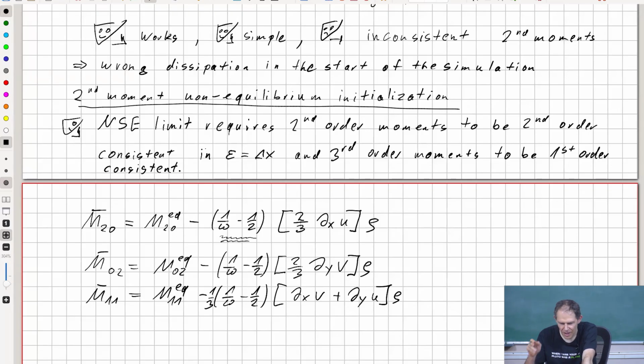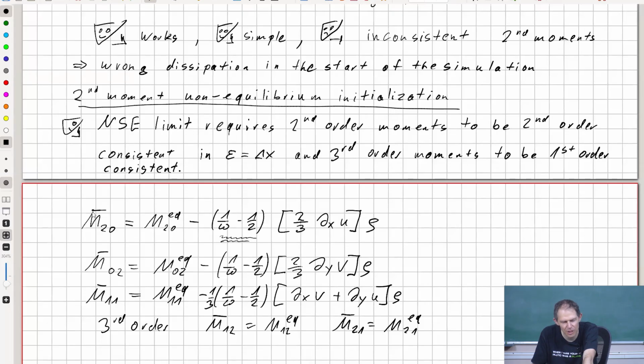gradients here. Third order is then simple, because third order only requires equilibrium, because they only need to be first order accurate, so it's sufficient to say that M12 is equal to M12 equilibrium, M21 is equal to M21 equilibrium. This is sufficient for the initialization to be consistent. Of course, we cannot set the M over bar because we don't have them in our code.